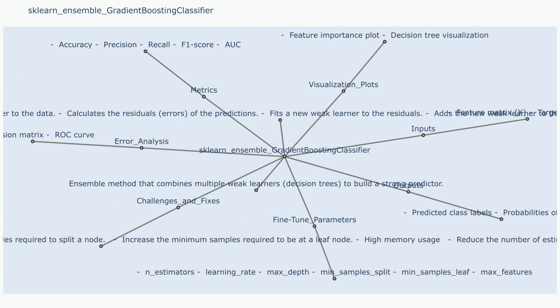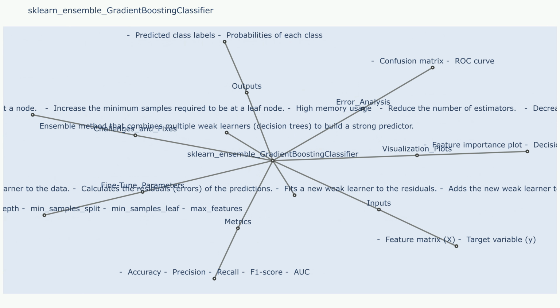Metrics: accuracy: the proportion of correctly classified samples. Precision: the proportion of true positives among all predicted positives. Recall: the proportion of true positives among all actual positives. F1 score: a harmonic mean of precision and recall.